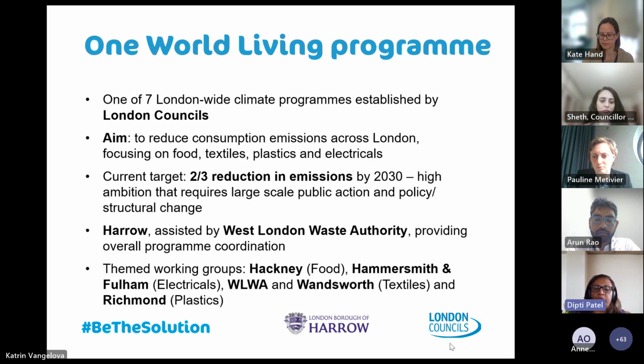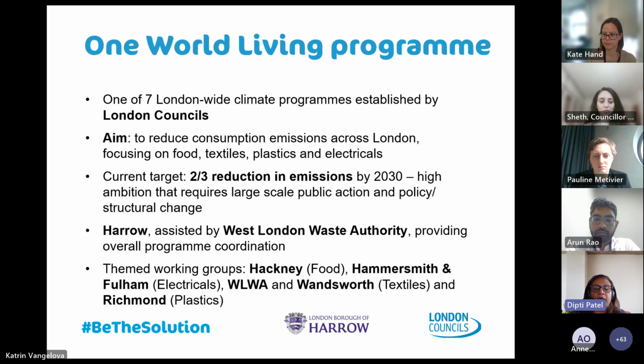It's a system change, particularly encouraging the circular economy, minimising the use of raw materials, keeping products and materials in use for as long as possible, fully recycling materials and allowing nature to regenerate. So really that's the fundamental focus for the One World Living programme.